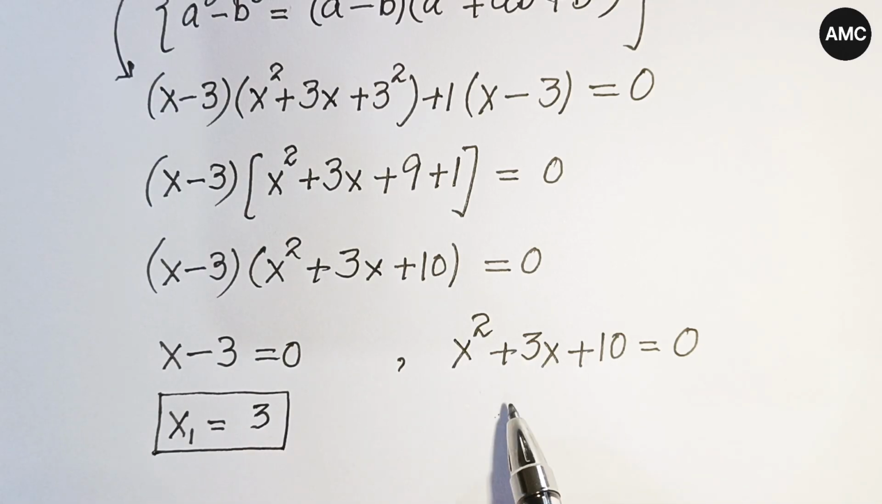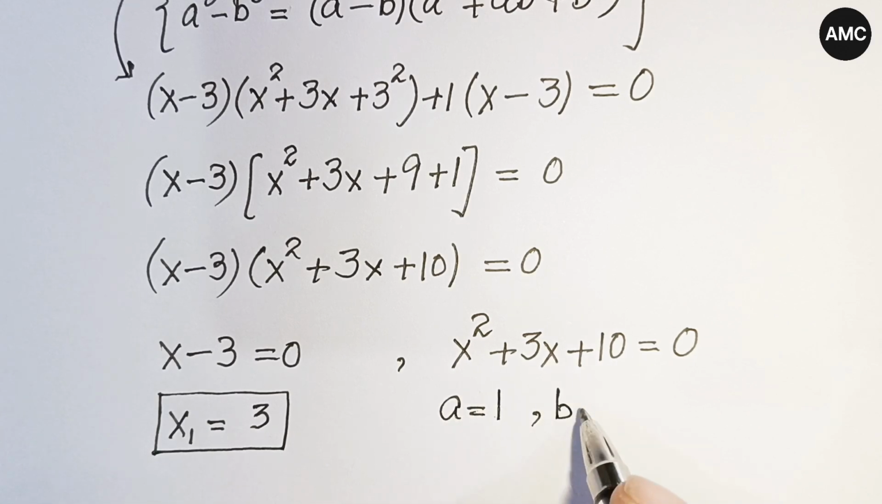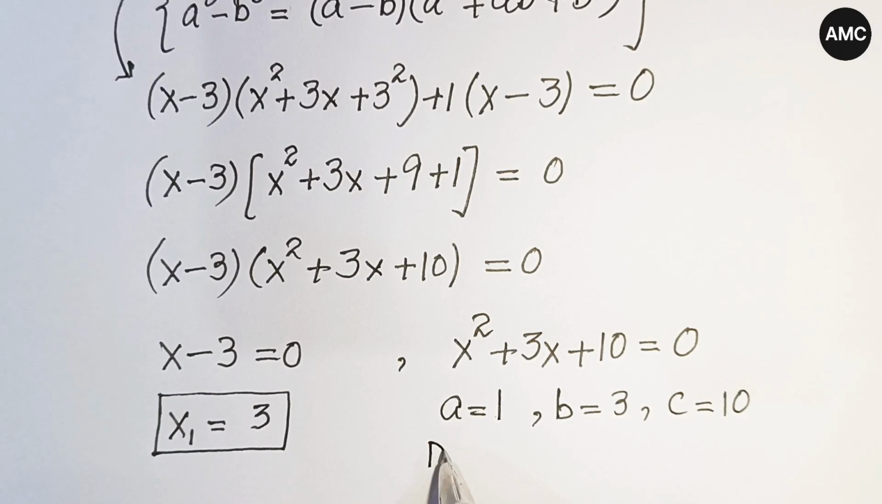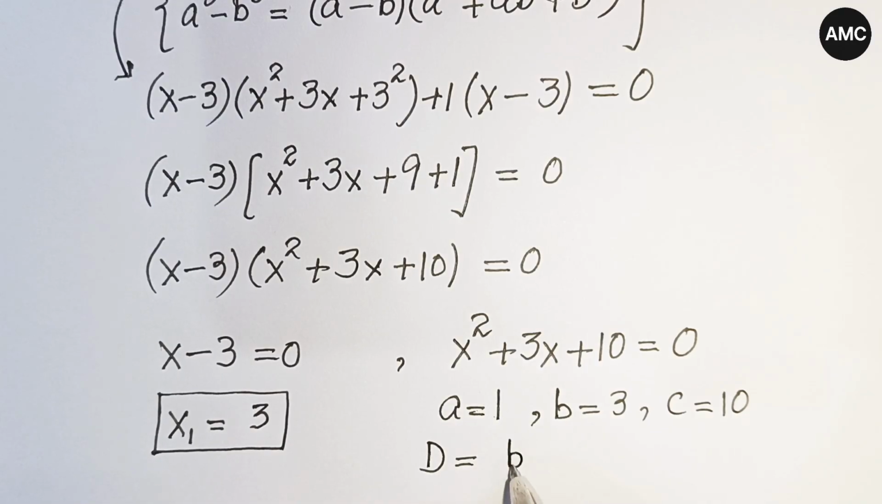Now for finding the solution of this equation, first of all we have to check the discriminant of this quadratic equation. So here the value of a is 1, b is 3 and c is 10. Now according to the formula, the discriminant is equal to b squared minus 4 times a times c.